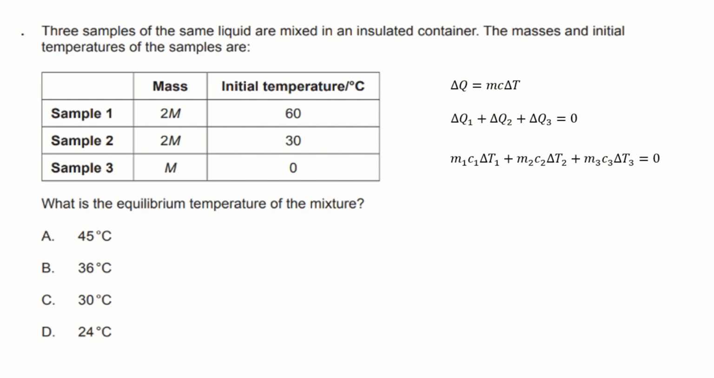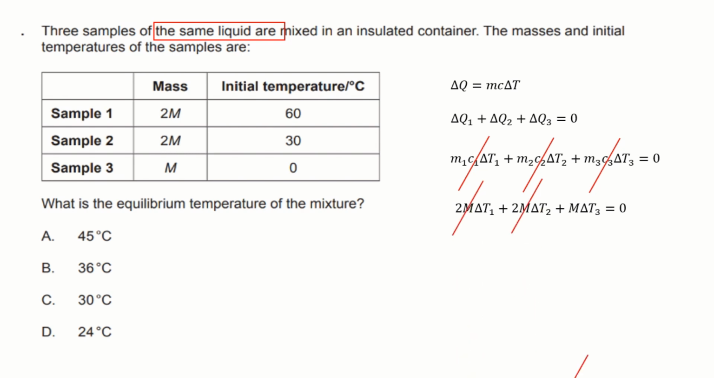Now we can start being clever. We can recognize that these are the same liquid, and so that means that this c is going to cancel. c1, 2, and 3 are all going to be the same because they're the same liquid and therefore they have the same value of c. We can also put in the values for the mass. And we notice there that mass 1 is 2m. The second mass is also 2m. The third mass is simply m. So my equation has got a bit simpler. And again, we're going to be able to cancel those m's because the m's are the same as well.